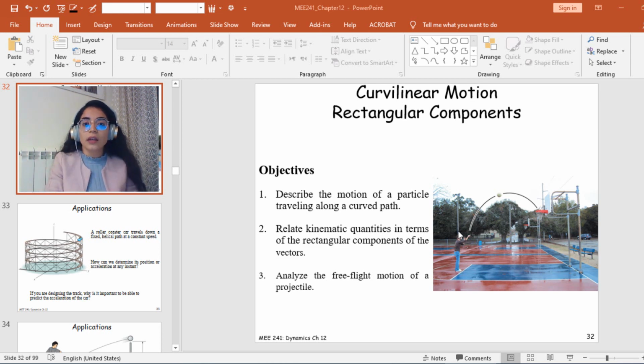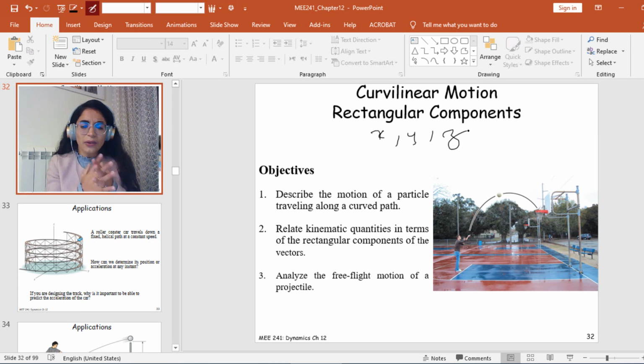So how can I find the velocity, the acceleration, and all my kinematics variables if I have a curved path? In this part, we're gonna relate our kinematics quantities in terms of rectangular components of the vectors. What does this mean? How can I relate a curved path into rectangular components? Remember, guys, rectangular components means x, y, and z. So these are the rectangular components. How can I relate a curved path to rectangular components?